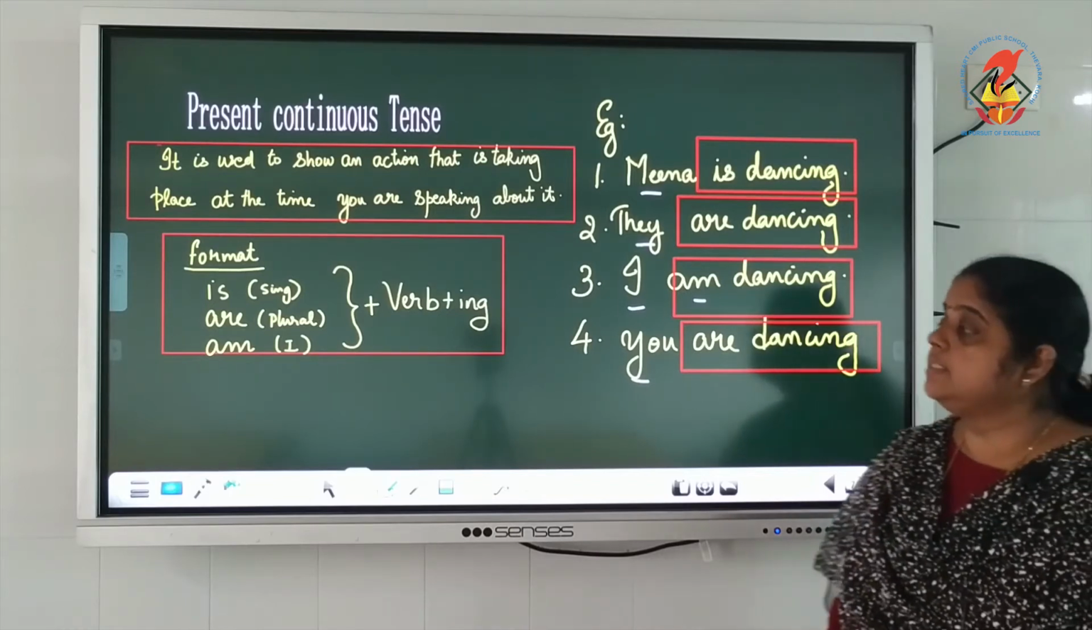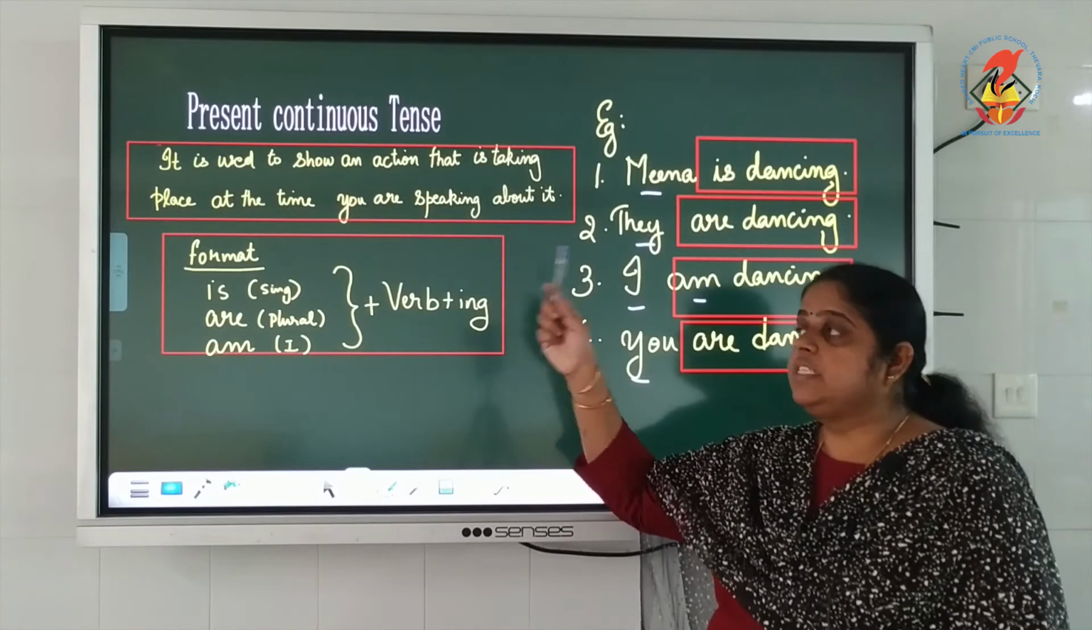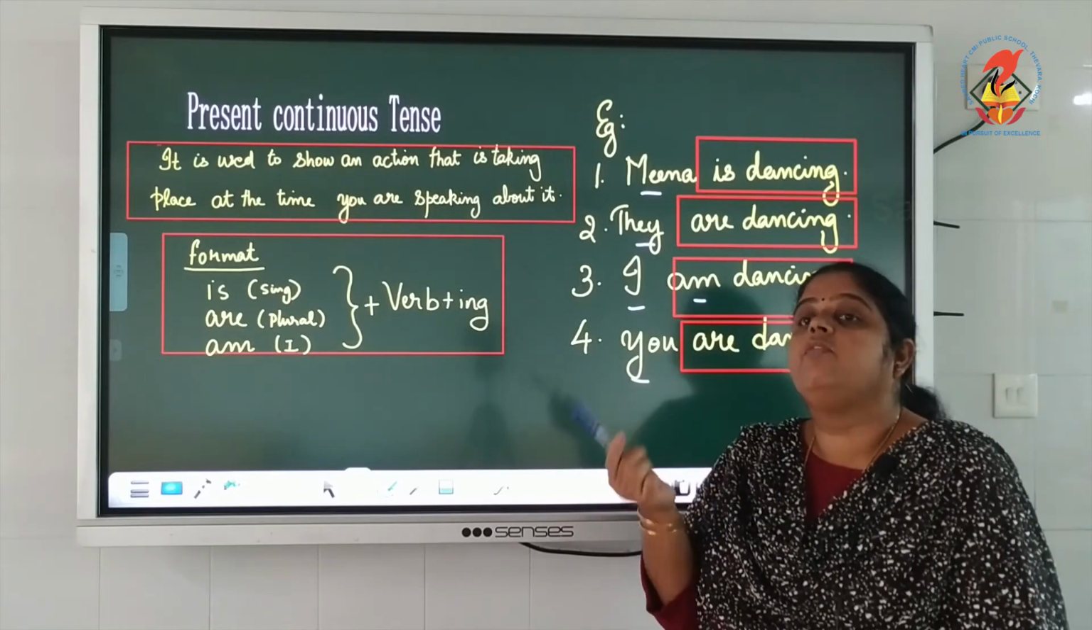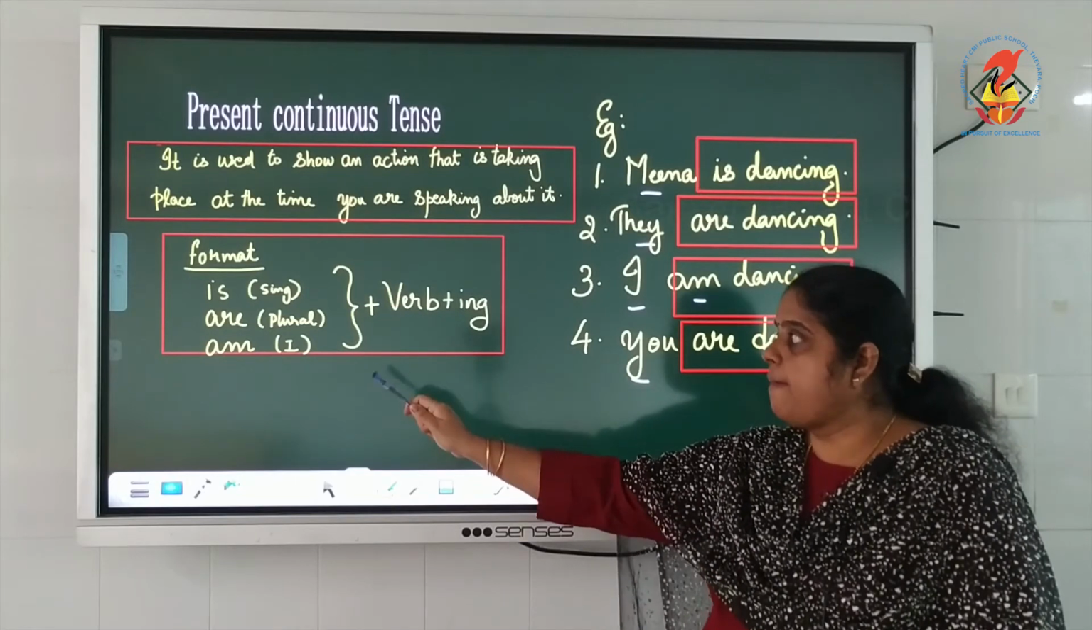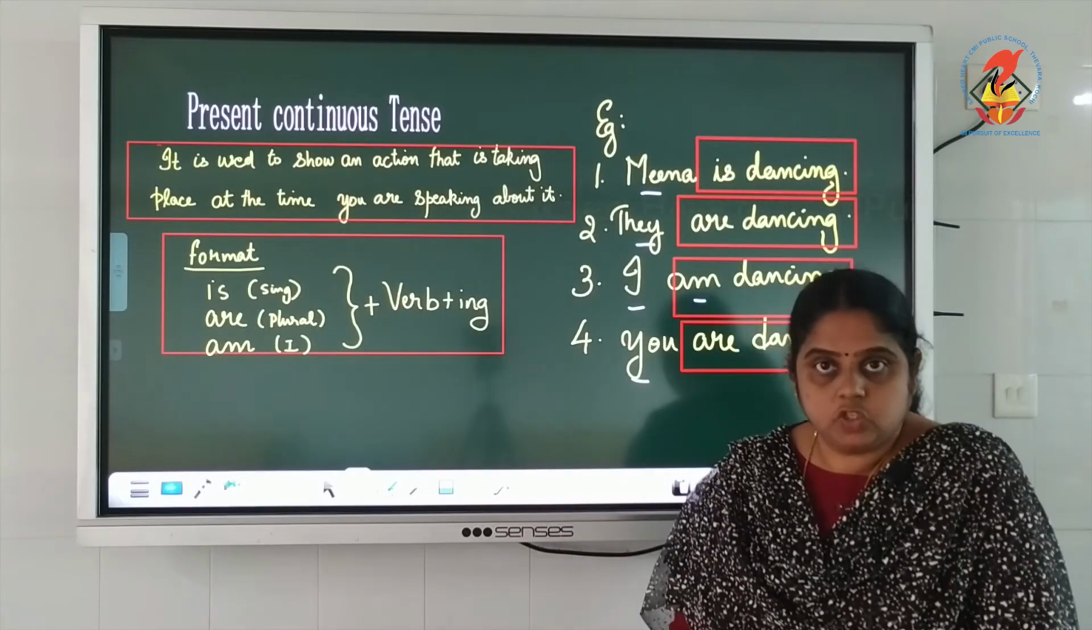I hope it's clear to you. Present continuous tense is once again used to show an action that is taking place at the time when we are speaking. Okay, so the format is is, are, am plus verb plus ing.